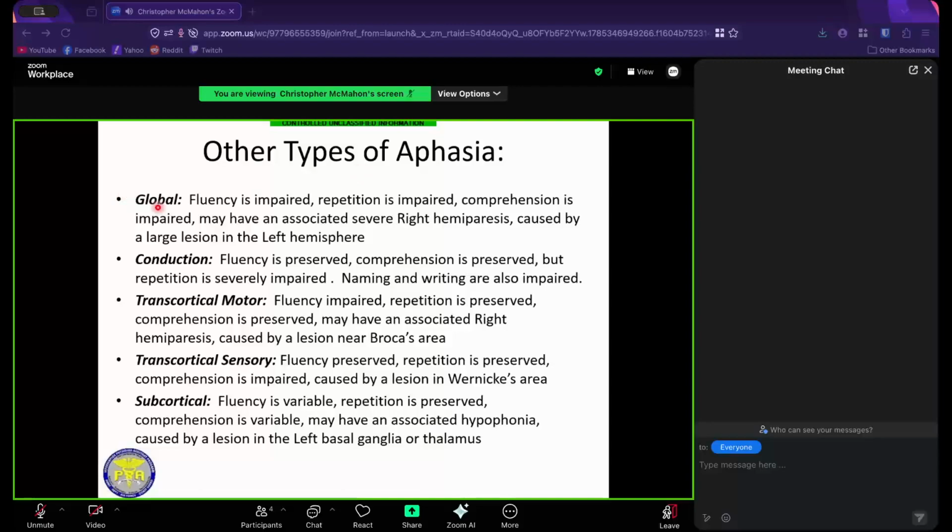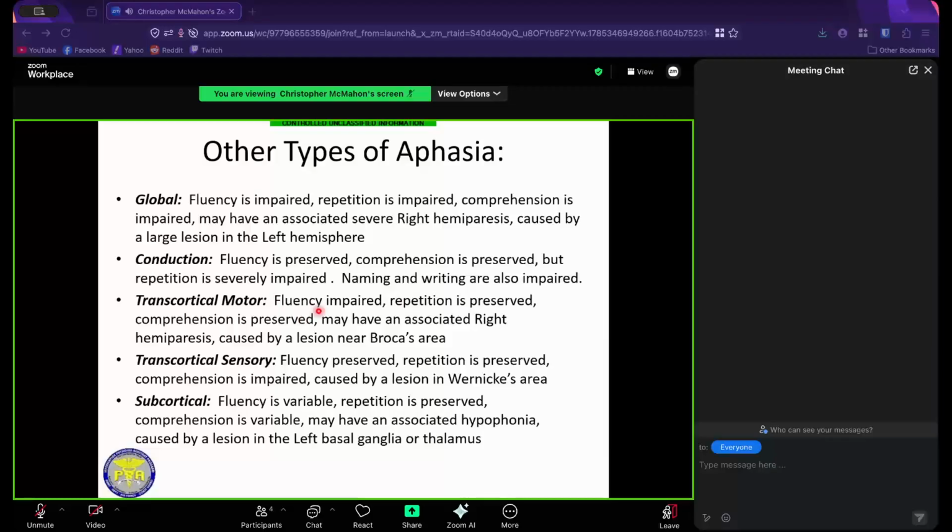I can have global aphasia where fluency is impaired, everything's kind of wrong, comprehension is impaired. It's like a little bit of everything that might be difficult to separate out from a Broca's. I can have conduction aphasia where fluency is preserved, comprehension is preserved, but I'm having a lot of difficulty actually getting the words out. Again, that sounds a lot like Broca's aphasia. We didn't go this far into it because those are very difficult to separate out.